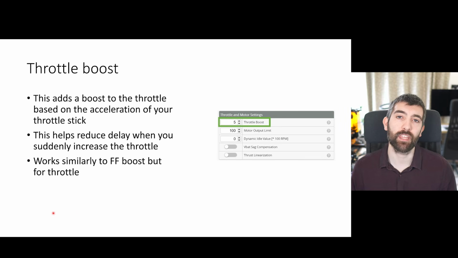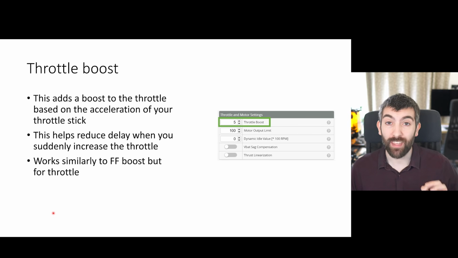Now let's take a look at some of the other settings, starting with Throttle Boost. Now this works similarly to Feedforward Boost. It adds a component to the throttle value based on the acceleration of your throttle stick. So if you move the throttle stick very, very fast, Throttle Boost will add a bit to the throttle to help the quad pick up more quickly and reduce the delay when you suddenly get on the throttle. If you're feeling like there's a bit of lag when you hit the throttle, then it might be worth increasing Throttle Boost and seeing if that helps resolve the issue.